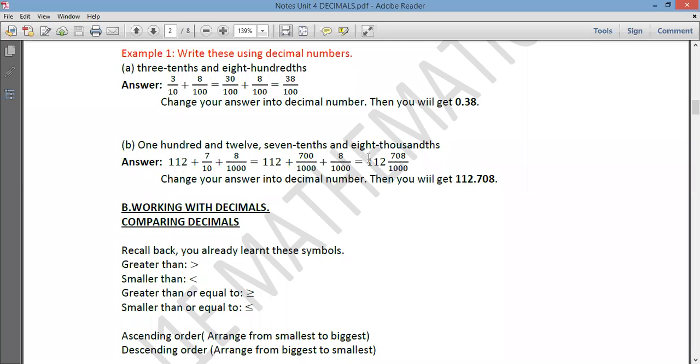So sum all of this, same, you have to change into the same denominator, then you get this one. And remember, your final answer, you have to change this one into decimal. So 7 and 8 over 1000, you'll get 708. So your answer will be 112.708, okay?